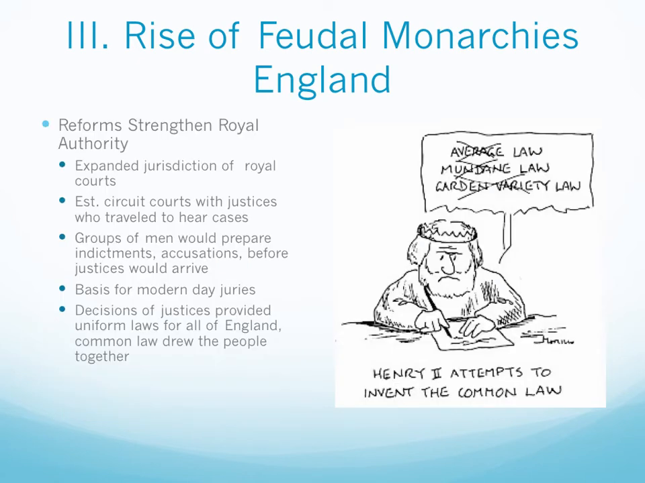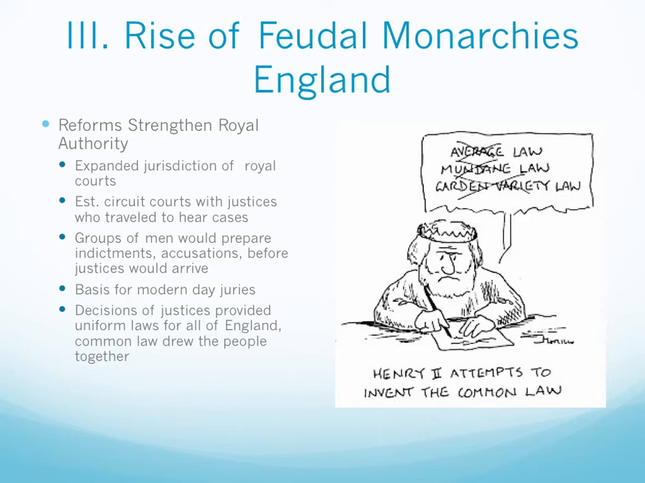Okay, Henry's going to strengthen the authority of the king in England. He expands the jurisdiction of the royal court, meaning the area where the royal court can have a say or make the judgment. And that's not just territorial, it could be over issues as well, what the royal court is allowed to have a say in.